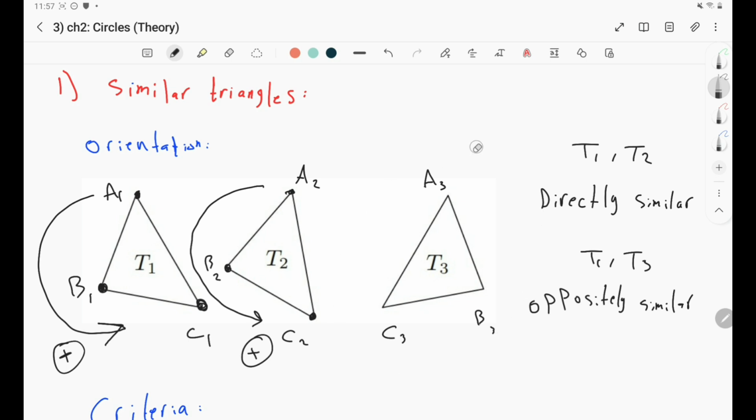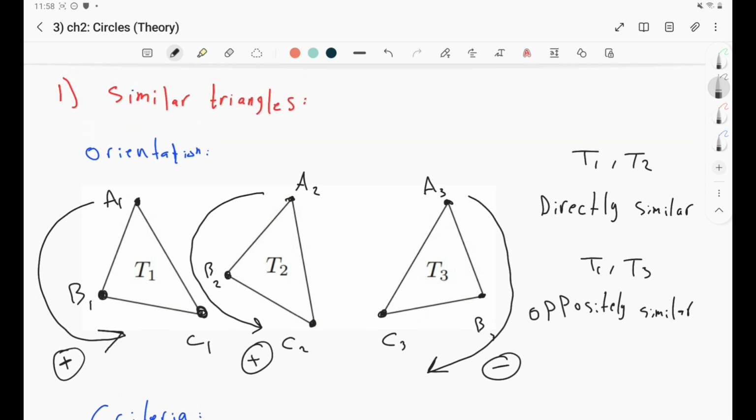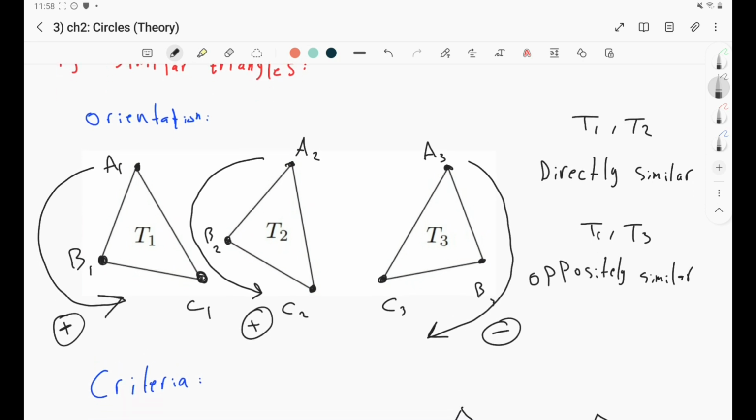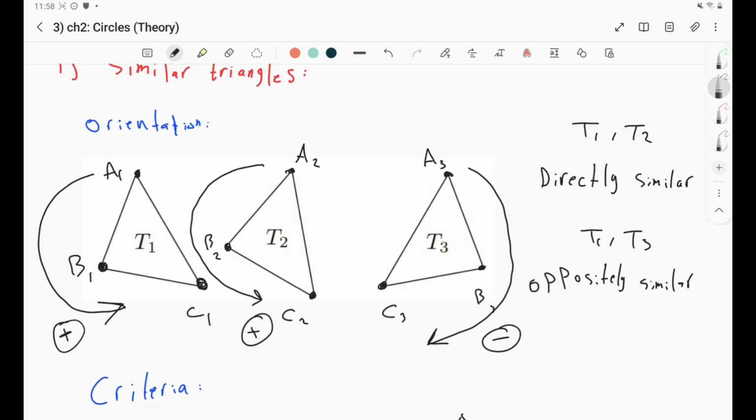However, look now at A3, B3, C3. We're doing it this way, right? So that means it's clockwise, so it's negative. So now they're oppositely similar, or they have opposite orientation, right? Yeah, so basically that's it. This is how you deduce orientation. Right now it's not that important, but later on it's going to affect us a lot in other questions, especially when we discuss complex numbers, because it's going to be a little different.